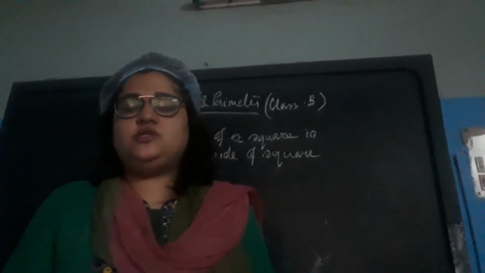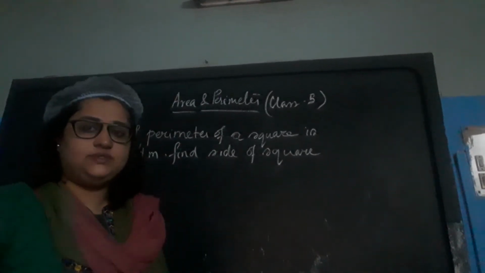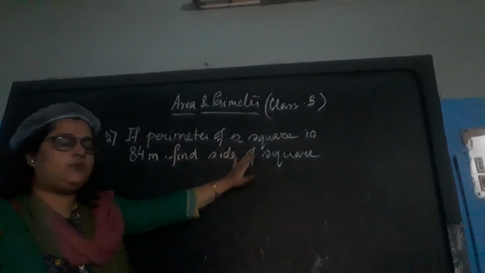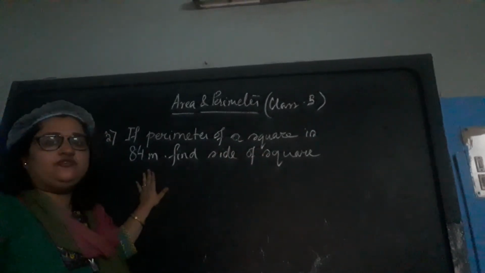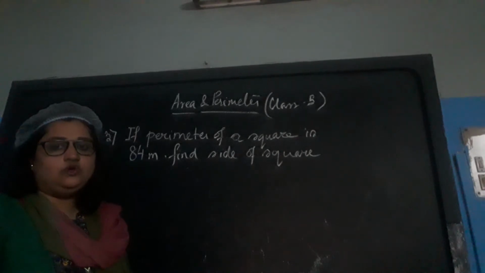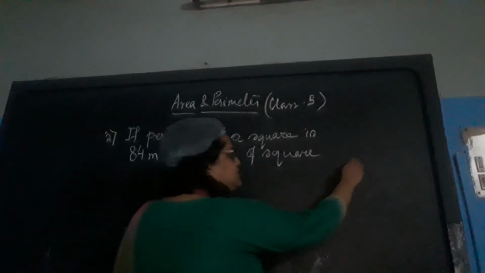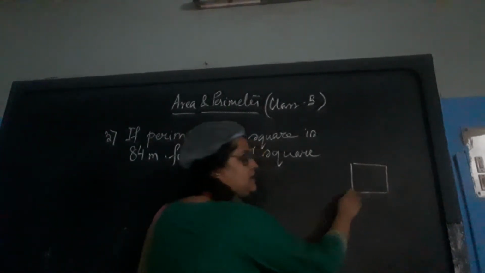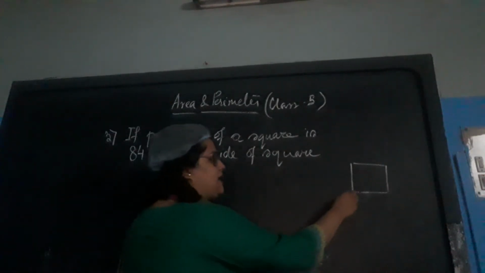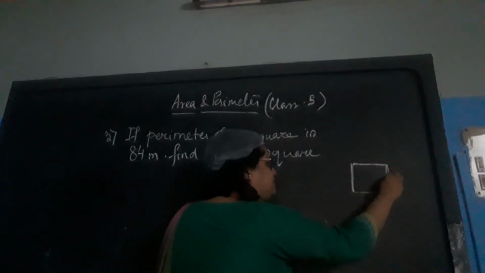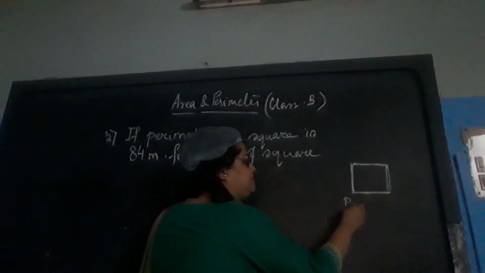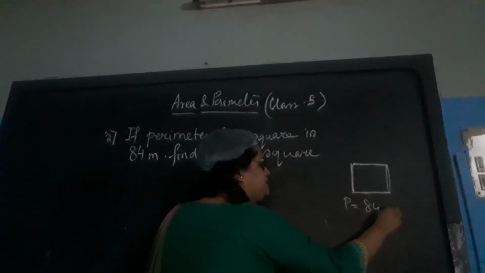Class 5, we are continuing with the area and perimeter sums. Sum number 3. If perimeter of a square is 84 meters, find the side of a square. So what is given to you? Suppose this is a square figure. Now perimeter means the length of the boundary, that is the outermost boundary, how much it measures. That is given to you. That is perimeter equal to 84 meters.